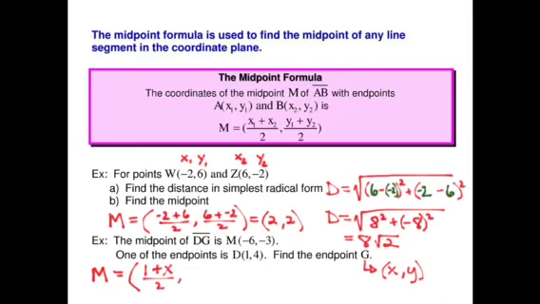So I plug in those values. That's my expression, and I know the value of the midpoint. It should be -6, and it should be -3. So I get two equations from that. 1 plus x over 2 equals -6. I solve for x. I get x is -13.